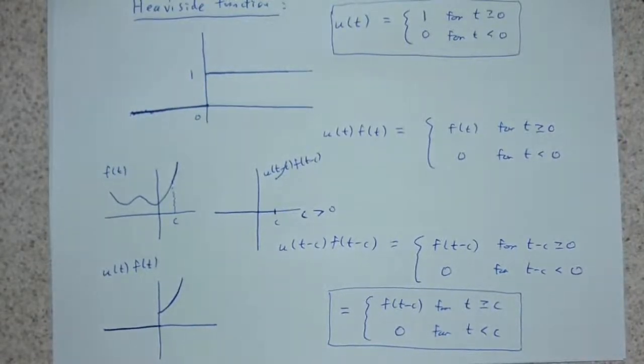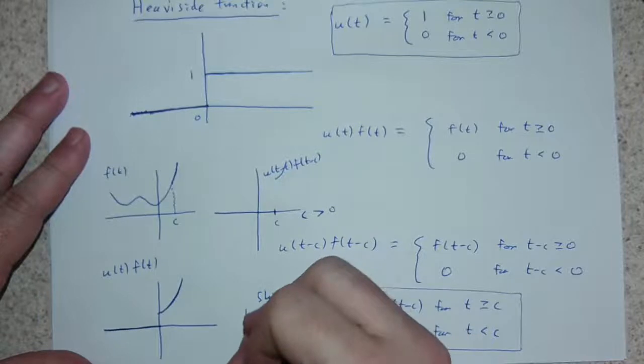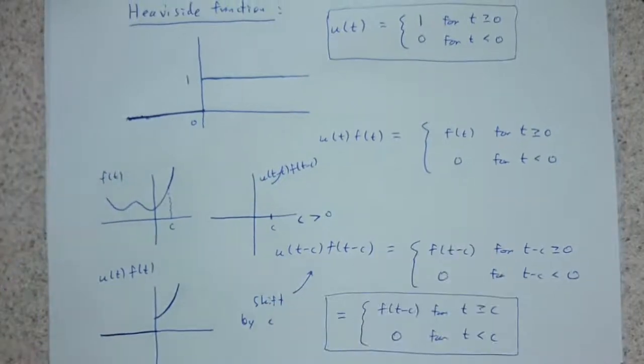All right. So u of t minus c times f of t minus c turns on f starting at c. So this is really a shift by c. This is a shift to the right, right? So this is a shift by c. So this has shifted f of t by c. That's all this has done here.